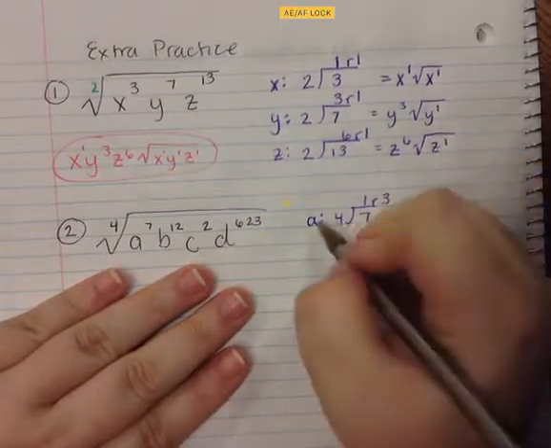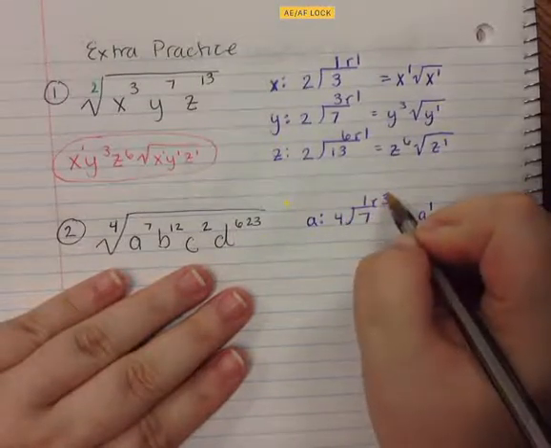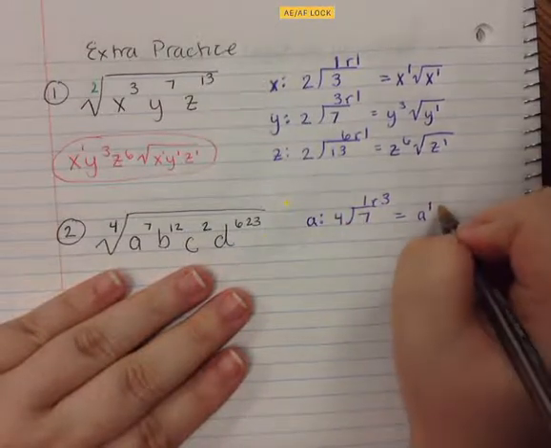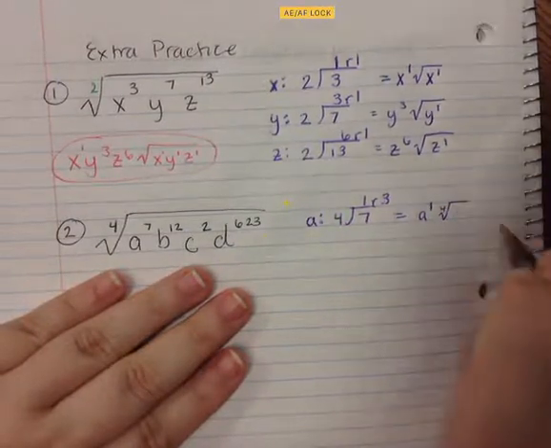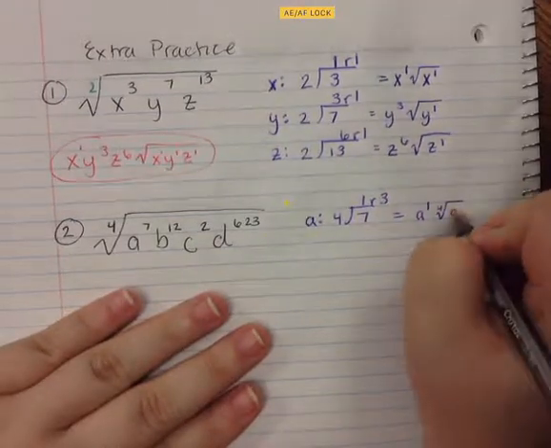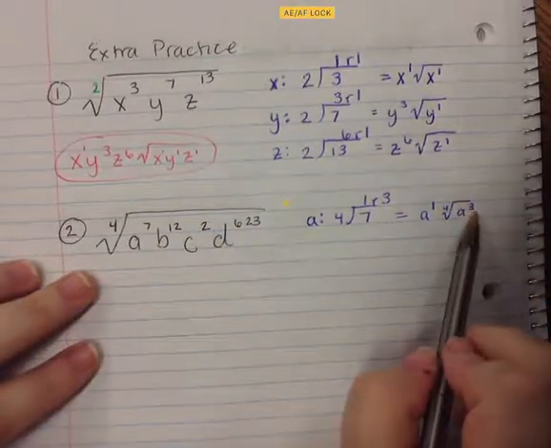So what that means is that we have A to the first as our coefficient. If we have a remainder, that means we have to have a radical. Now this is an index of 4, so I have to keep my fourth root in my problem the entire time. This is A to the third power as our radicand. And that's the end of A.